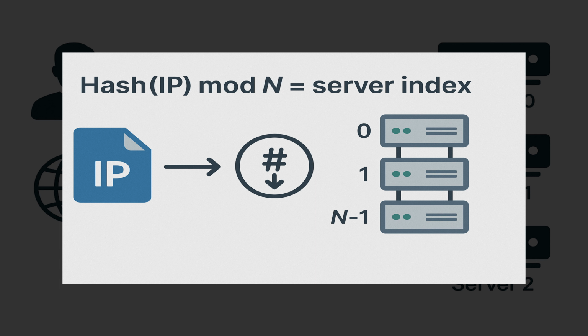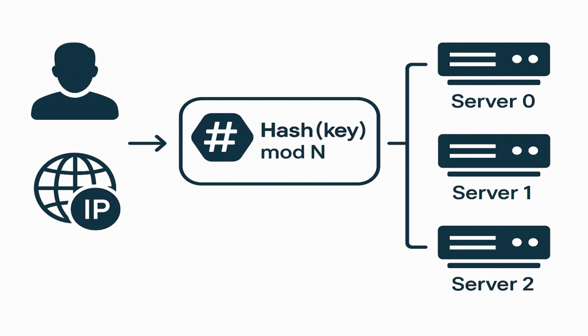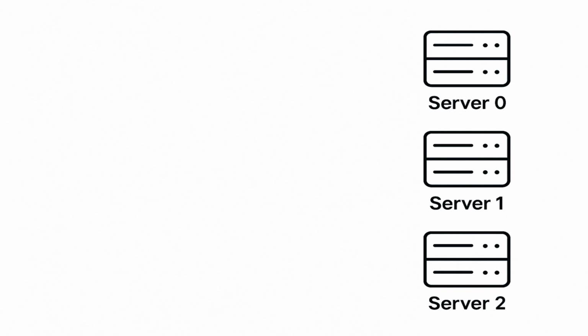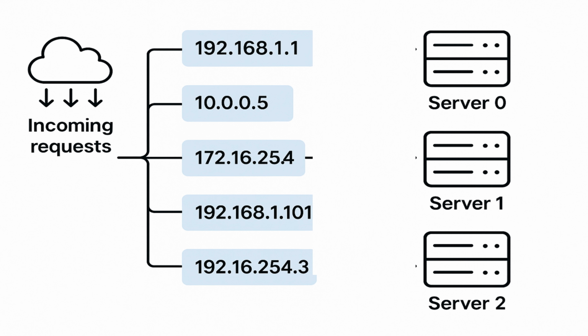In this, n is the total number of servers present in your distributed system. This will make sure that the same user always reaches the same server, which is great for session consistency. Now assume we have 3 server nodes indexed as server 0, 1 and 2, and we have 5 incoming user requests with these IP addresses. Now after applying the formula, hash of IP address mod the number of servers, let's say this is how the final distribution looks.